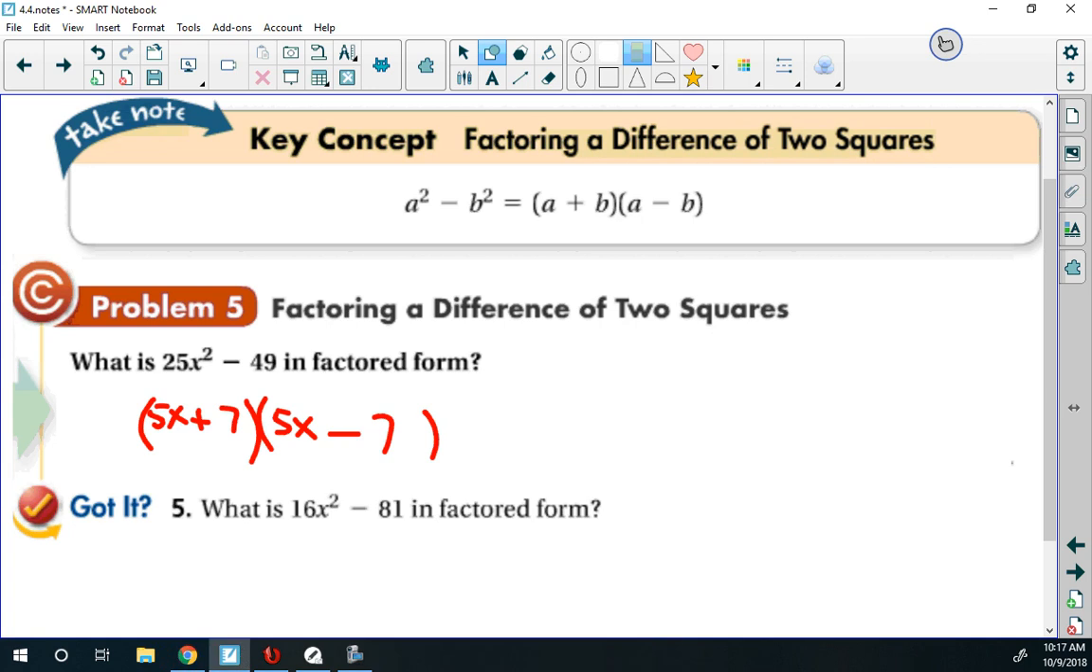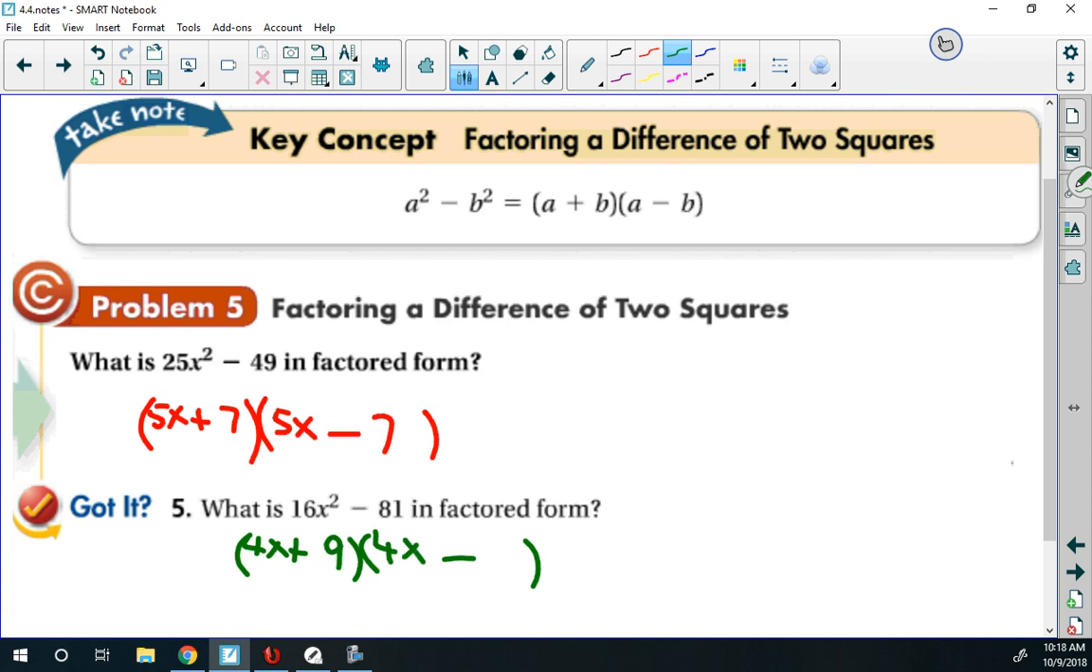Let's look at that. Binomial, binomial, plus, minus. So we just take the square root of the first term. So what are we going to have? Square root of 16x squared, 4x, and the square root of 81, 9 and 9. I think we're getting pretty close to the end.